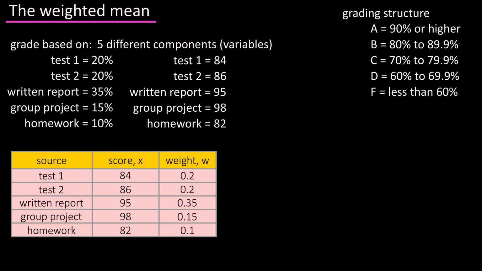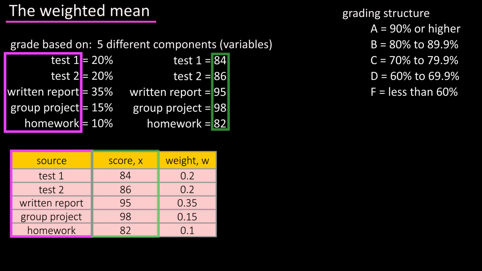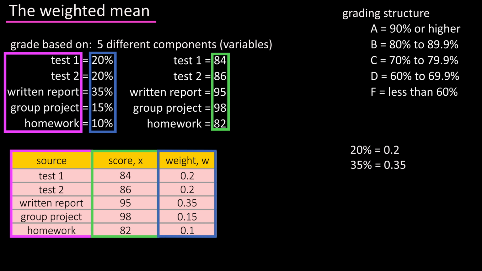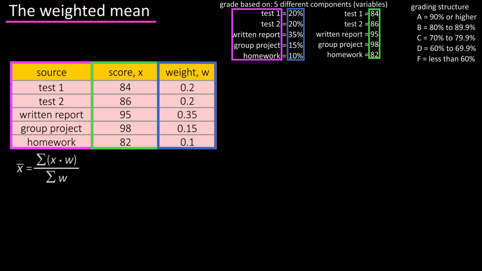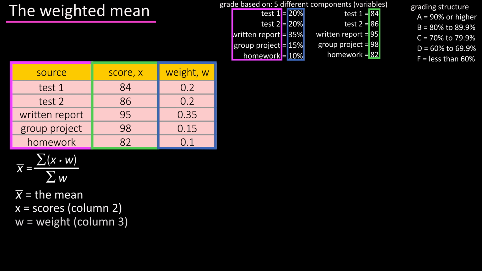First, we're going to arrange our data in a table, with column 1 being the source or variable, column 2 being the score you got, column 3 being the weight, so 20% equals 0.2, 35% equals 0.35, and so on. The short formula for finding a weighted mean is x bar equals the sum of x times w divided by the sum of w. X bar represents the mean, x is your scores from column 2, and w is the weight from column 3. This symbol is the capital Greek letter sigma, and it means sum of.